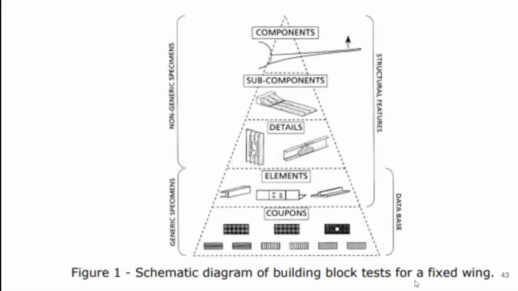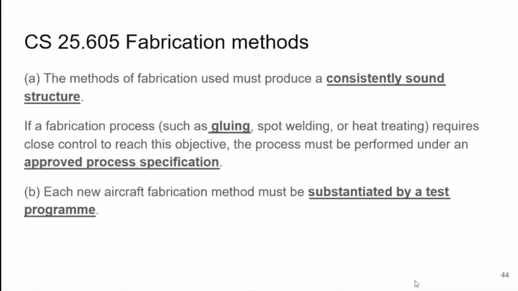Again, this is the coupon, this is the pyramid. That's how we do the test from the material properties down to the component. And fabrication method, consistently sound structure. So 605: you must have a method which is consistent.